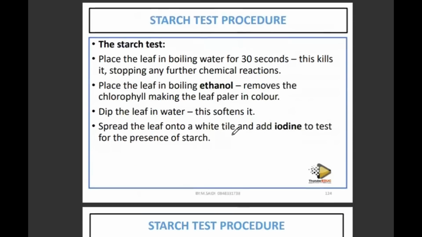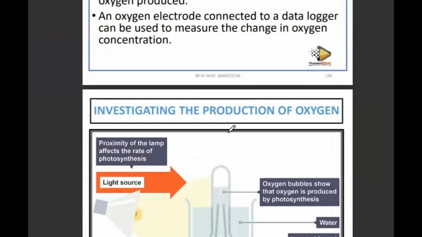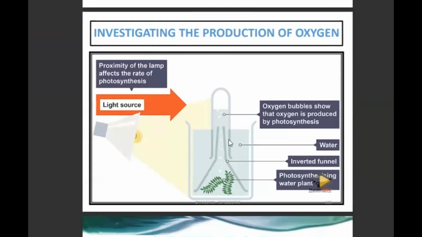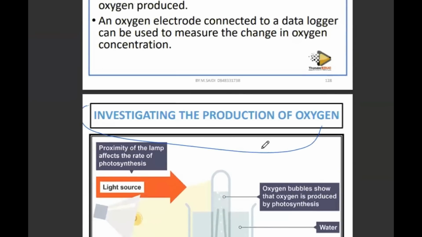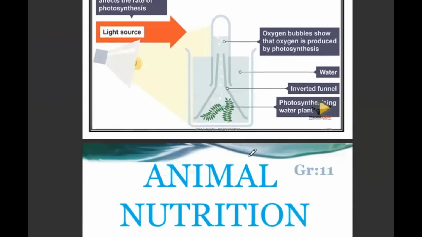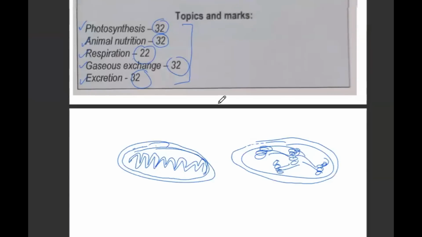This is the first experiment, this is the second, and then this experiment. This is the experiment we like as an investigative question. If it does not come in your province, it doesn't mean it will not come in another province, because we like it. So please don't make a mistake by going without knowing how this experiment operates, and how it affects the rate of photosynthesis. I think I'm done with photosynthesis.